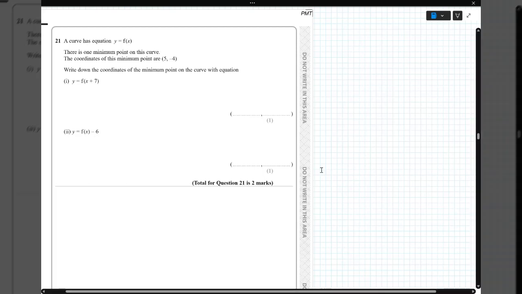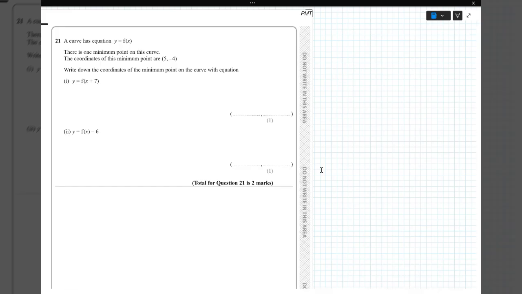Starting back with question 21. A curve has equation y equals f of x. There is one minimum point on this curve, which means it's a quadratic. The coordinates of this minimum point are (5, -4). Write down the coordinates of the minimum point of the curve with the equation, so minimum point something like that.